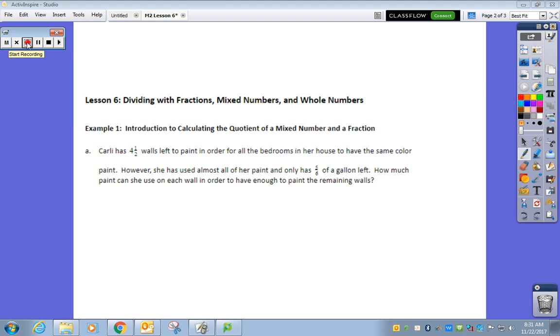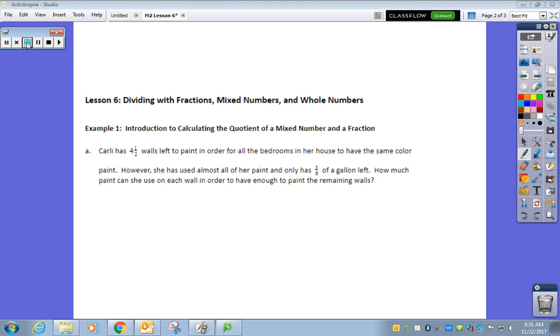Today in Lesson 6, we're going to be looking at dividing with mixed numbers. The first problem says Carly has 4 1/2 walls left to paint in order for all the bedrooms in her house to have the same color paint. However, she has used almost all of her paint and only has 5/6 of a gallon left. How much paint can she use on each wall in order to have enough to paint the remaining walls?